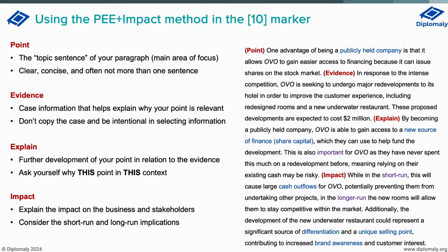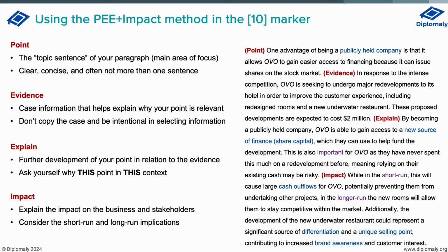The key thing here is that it explains to the reader what the focus of the paragraph is going to be. Now, in terms of the evidence, we want to learn more about the company here, right? So this is going to be information that relates to the company and to the point. Here we learn that there's intense competition in the industry. OVO is seeking to undergo major redevelopments, right? And some details on what those redevelopments are, as well as the fact that the developments cost $2 million.